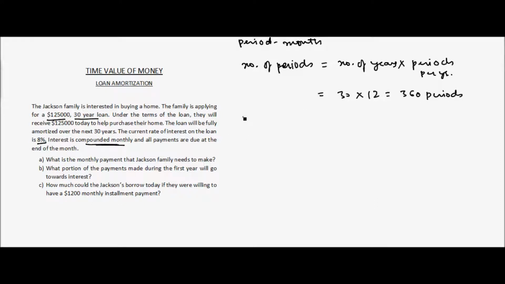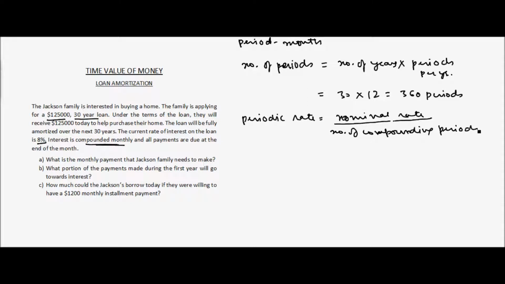Now we have to find out the periodic interest rate. So we have been given the nominal interest rate, which is 8%, and we need to find out the periodic rate. So periodic rate is nominal rate divided by the number of compounding periods per year.